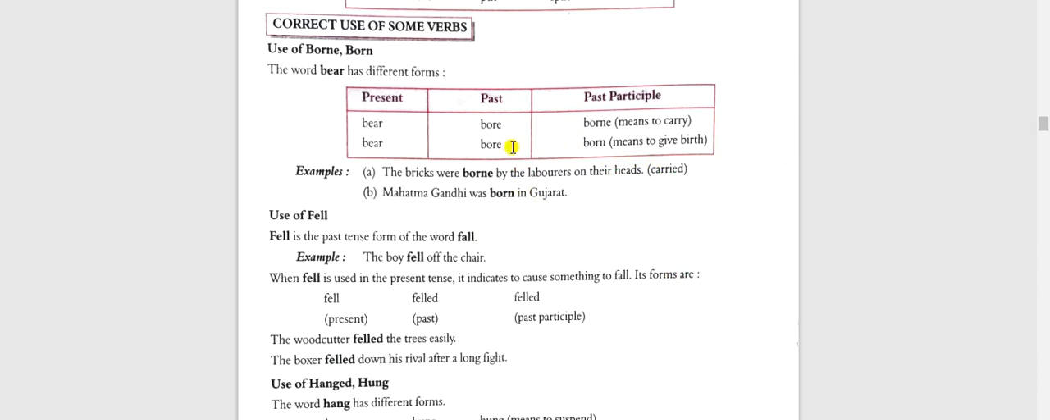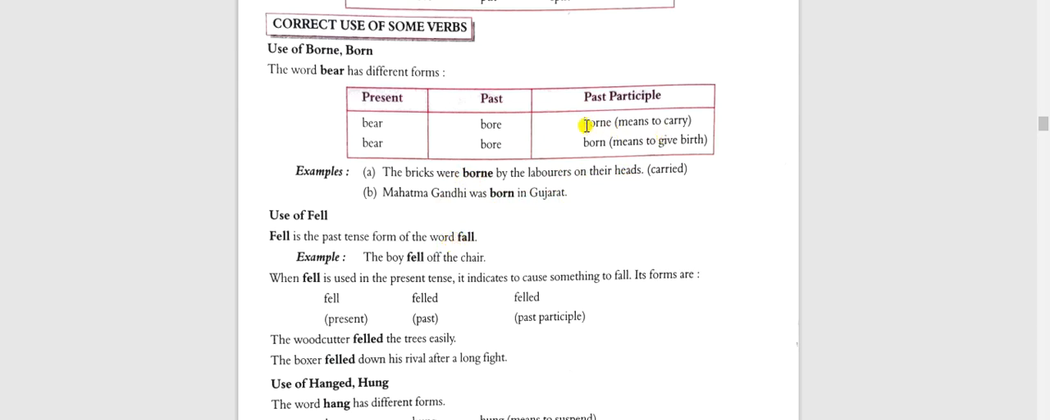So how these two words are almost similar in the first two forms, but in the third form they are way different and the meaning also changes. Have a look at the examples. The bricks were borne by the laborers on their heads. Means those bricks, ईंटें, जो ईंट होती है उसे मजदूर ढो के अपने सर पे ईंटों को ढो रहे हैं और वो उसे ले जा रहे हैं, राइट? आई शुड नॉट स्पीक दिस मच ऑफ हिंदी. आई थिंक द सेंटेंस इज सो सिंपल दैट यू कैन अंडरस्टैंड, right?